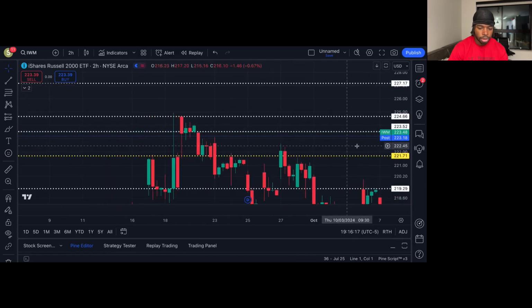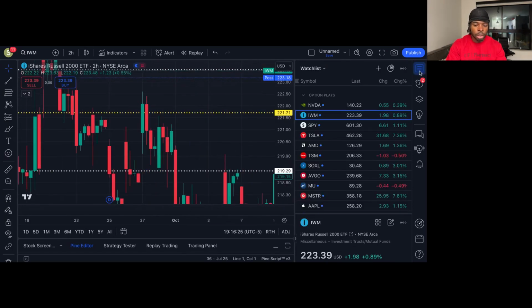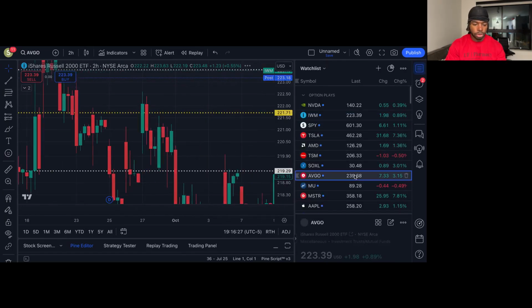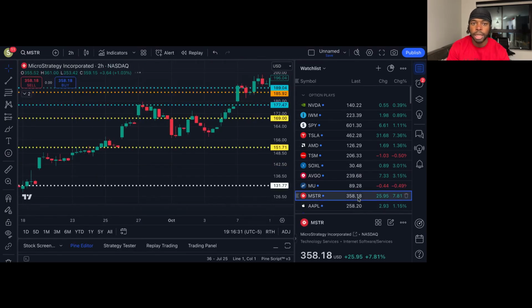Okay, here's another good example. You can see how those levels I drew over there are acting here as well. Let me go to a chart that I haven't really drawn key levels on before, so that I can show you exactly what I mean when it comes to key levels.